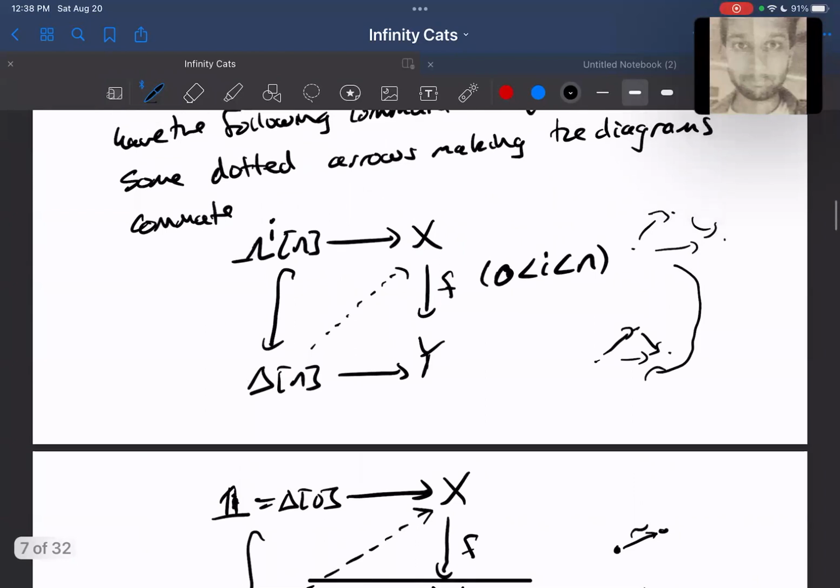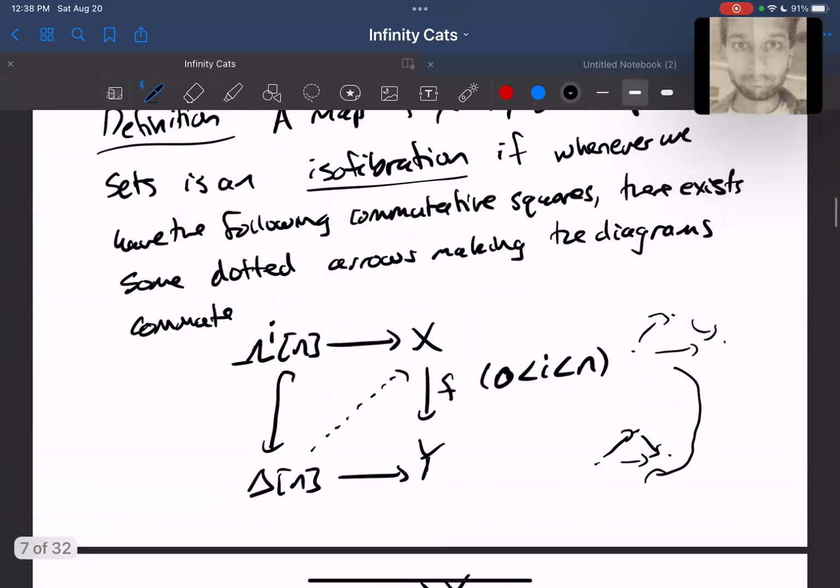We're going to... this is just an isofibration. This is not an equivalence of quasi-categories. This is just a special kind of map. Most maps are going to be like this. If you want an equivalence, we're going to define that in a few.